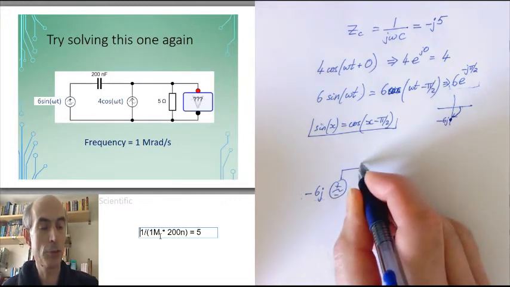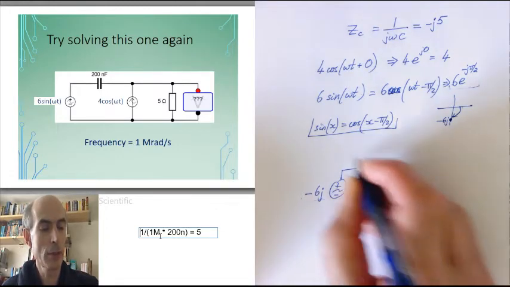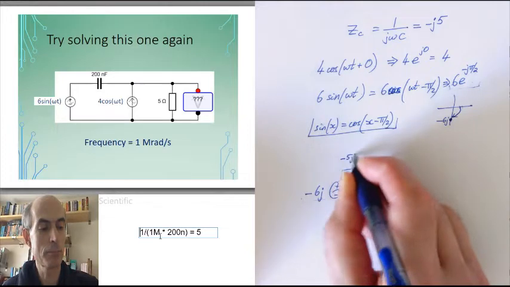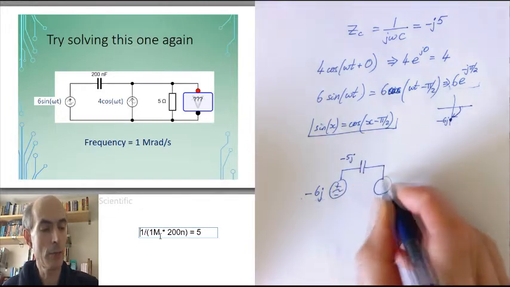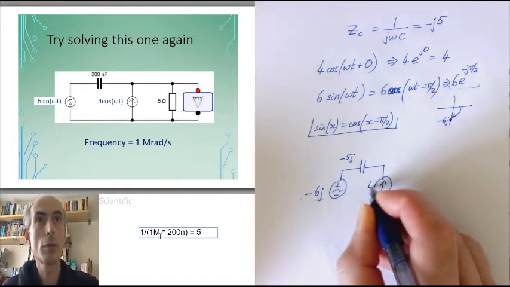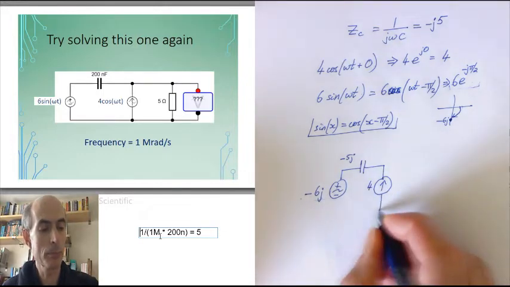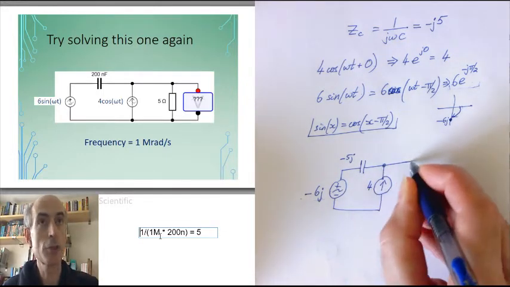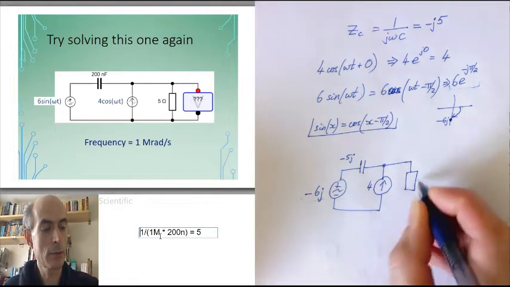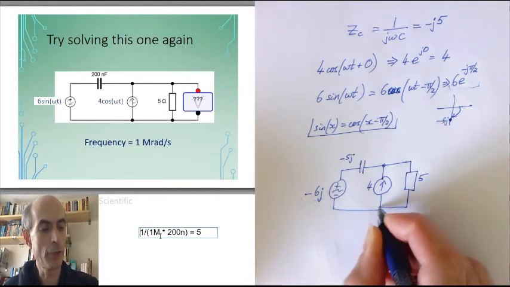There's an impedance here, due to the capacitor, of minus 5j. There's a current source here with a phasor representation of 4. And there's a resistor with a resistance of 5.